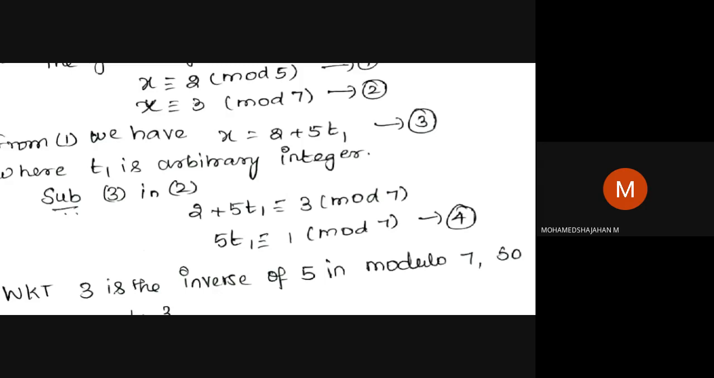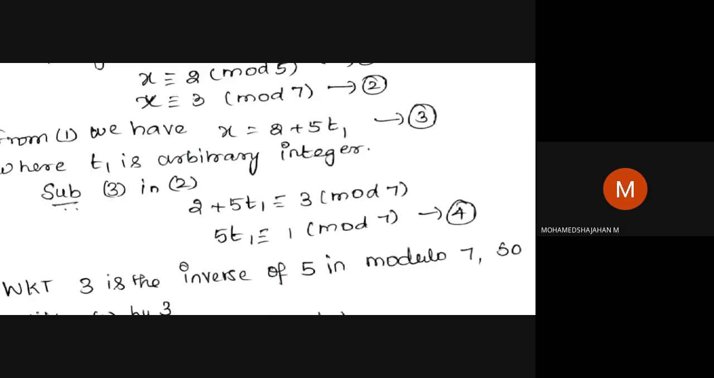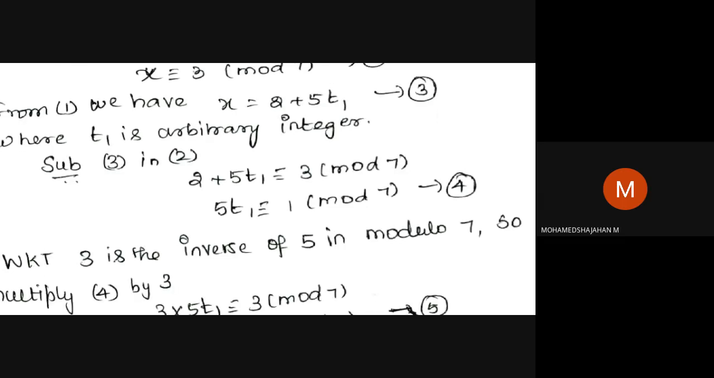When you put t1 equal to 2, 5 into 2 is 10, and 10 minus 1 is 9. 7 can divide 9 only with remainder 2, so that does not work. Now put t1 equal to 3. 5 into 3 is 15, and when 15 is divided by 7, the remainder is 1. So the inverse of 5 is 3. Are you clear how to find the inverse of 5 in modulo 7?